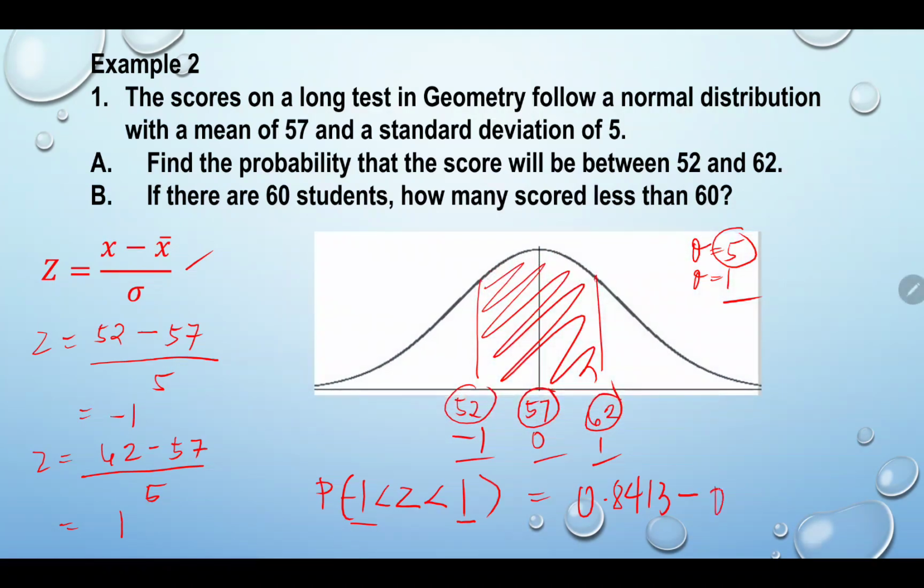So what is our probability in between? 0.8413 minus 0.1587 is 0.6826. So the probability is 68.26%. That's for letter A.